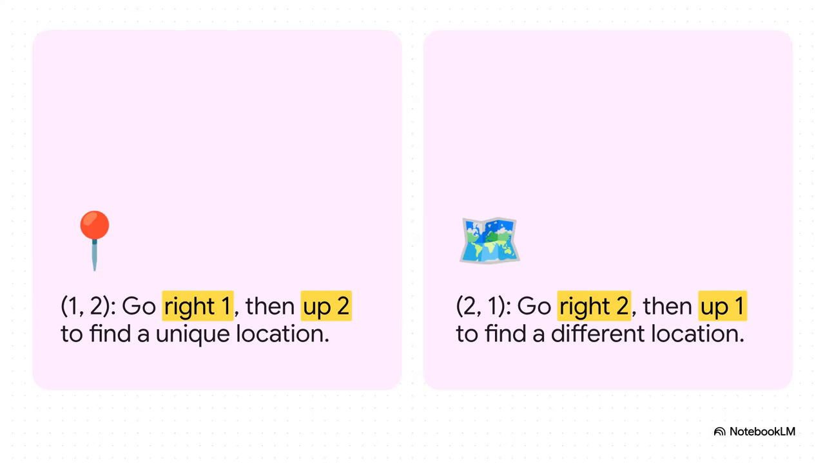If I give you the address 1, 2, your instructions are clear. Start at the center, go right 1 unit, and then go up 2 units. Simple. But what if we flip it to 2, 1? Now the instructions are go right 2 units and then go up 1. You end up in a completely different spot. So yeah, order matters a lot.